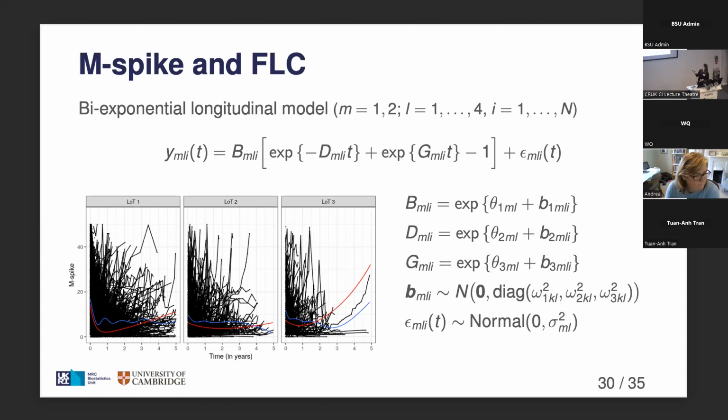And so that B, D, and G, these are all positive. So these are expressed as an exponential of a population parameter theta plus random effects B1, B2, and B3, which are assumed normally distributed.